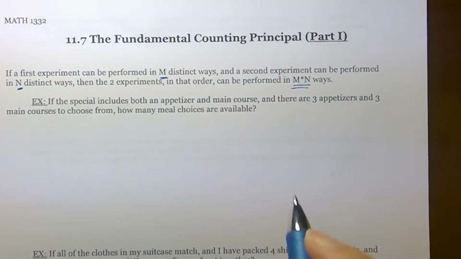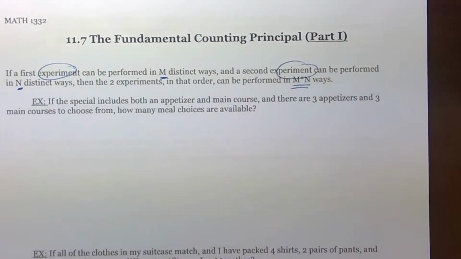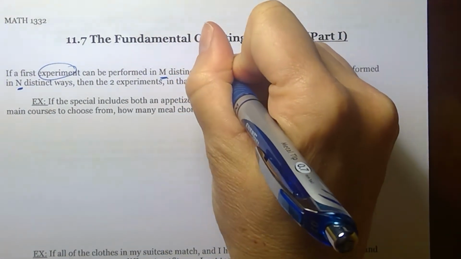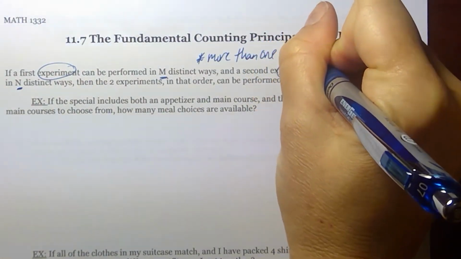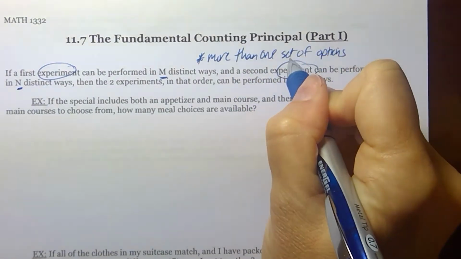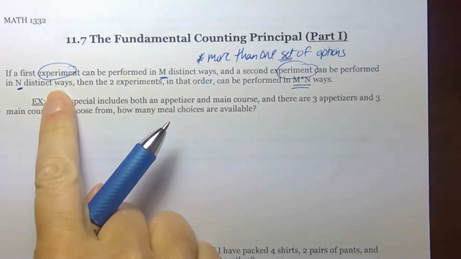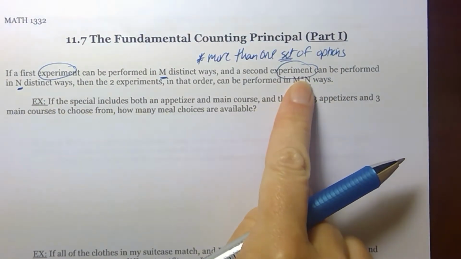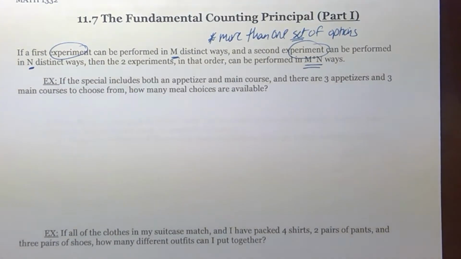Now, notice that I have 2 different experiments. Now, it doesn't have to be an actual experiment. The emphasis is on the fact that we have more than one set of options. I have a first set of choices, and then I have a second set of choices. So more than one set is when I use the fundamental counting principle.